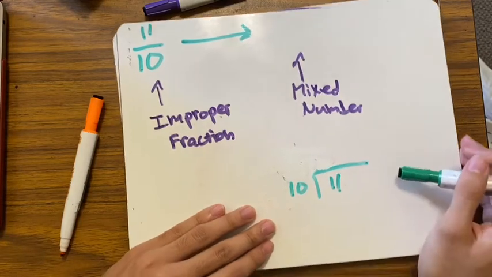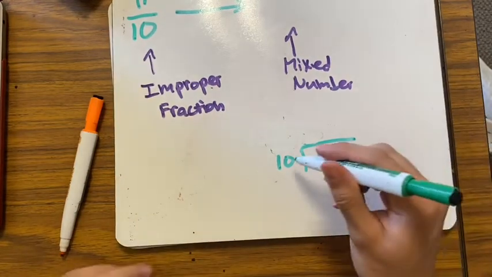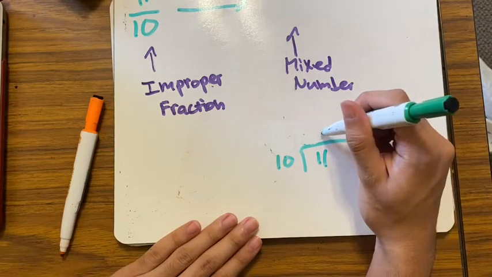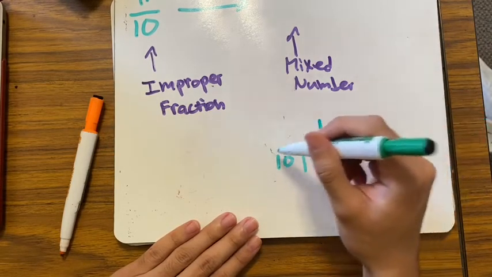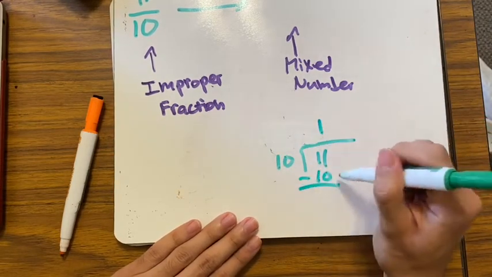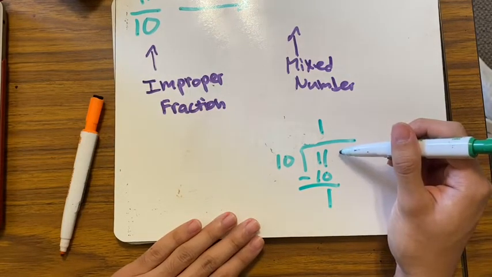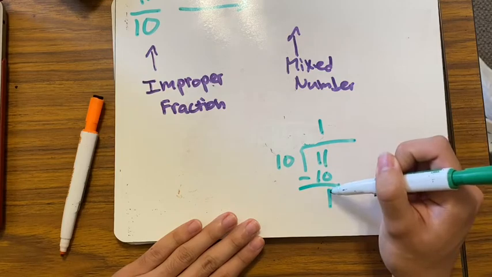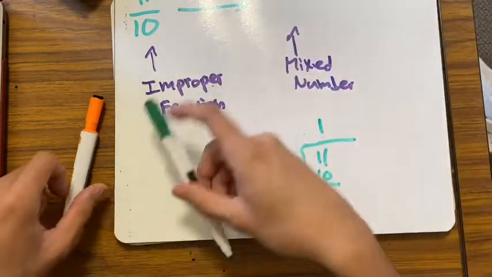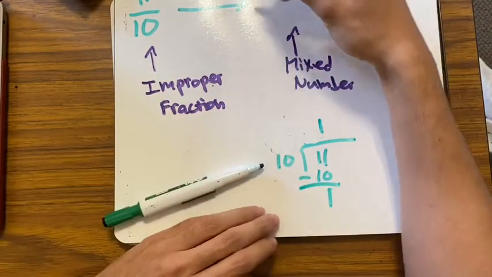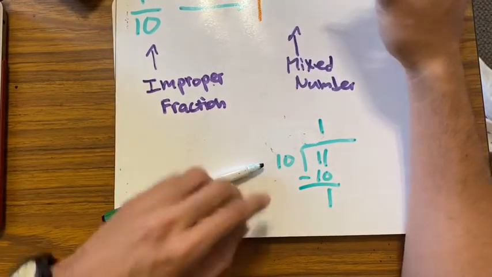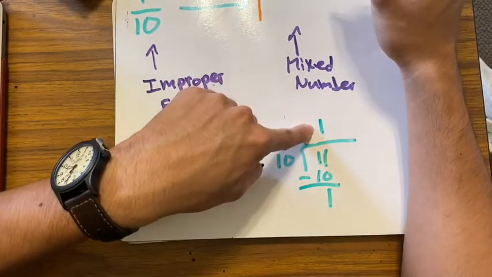See? So, how many times does 10 go into 11? 1 time. 10 times 1, 10. 11 minus 10, 1. Do I have a number to drop? No. Does 10 go into 1? No, so I'm finished. And so, your whole number, your big number, as I call it, is going to be this one on top.